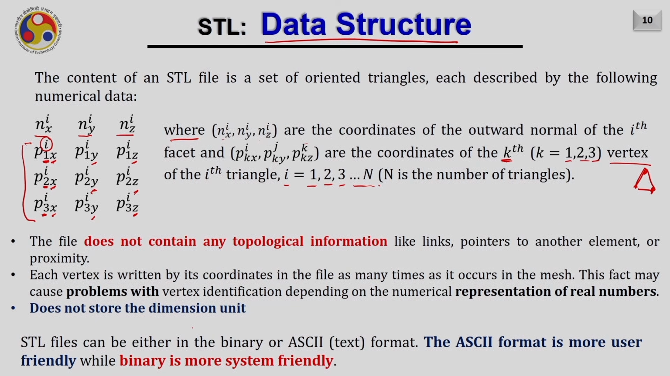There are 2 possible formats for an STL file. Either it can be in ASCII format, that is nothing but the text format, which is a human readable format, or it can be in the binary format. Of course, the ASCII format is more user friendly. Why user friendly? Because one can easily read the ASCII format, while the binary is more system friendly, because the size of the binary file is relatively less as compared to the size of an ASCII file.